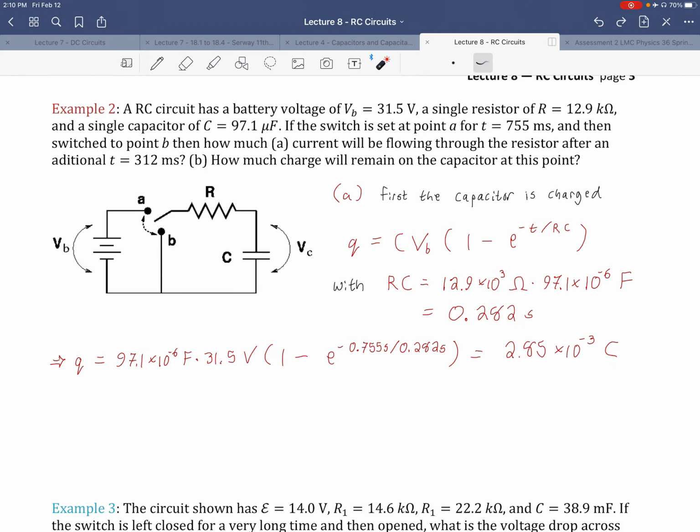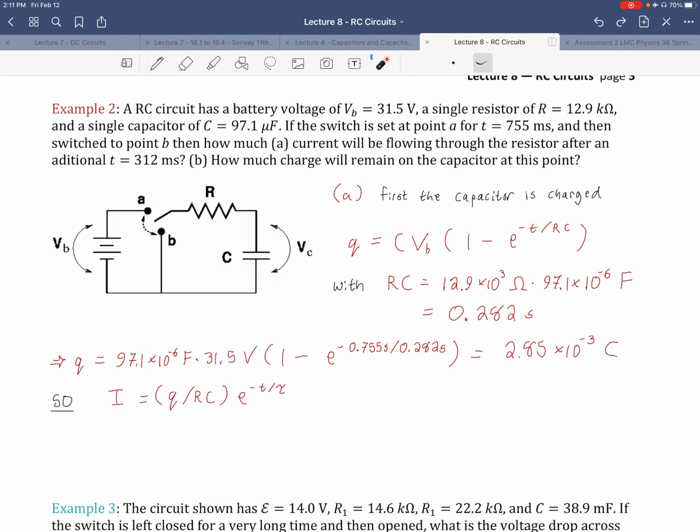And I was just thinking about time because the time that we're given, the 755 milliseconds, is a few time constants, right? It's about 3 time constants. So we should expect this value to be pretty close to maximum charge, but not quite maximum charge. It's not quite fully charged when we switch the switch to position B.